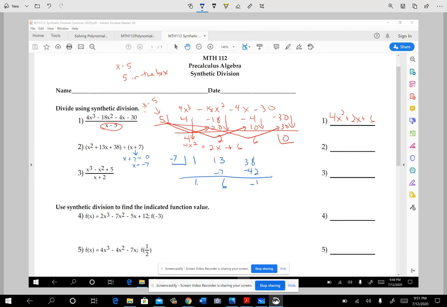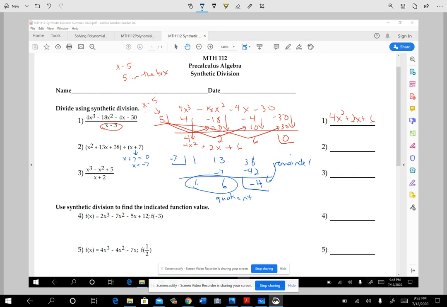and then that gives us negative, what is that, 4? Yeah. All right, and so then this right here is your remainder. This right here is where your quotient comes from.